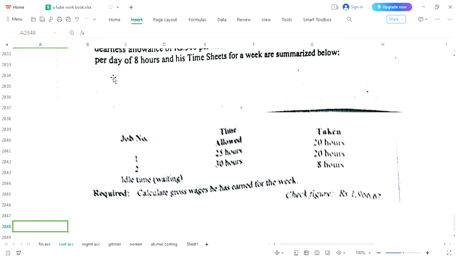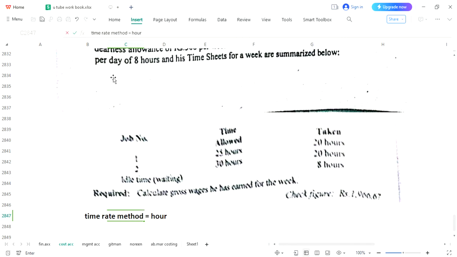There might be several methods to calculate worker wages, but usually we are associated with two basic rates. First is the time rate method, under which we need to have how many hours a worker had worked, and we will multiply it with the per hour rate, and that's all.